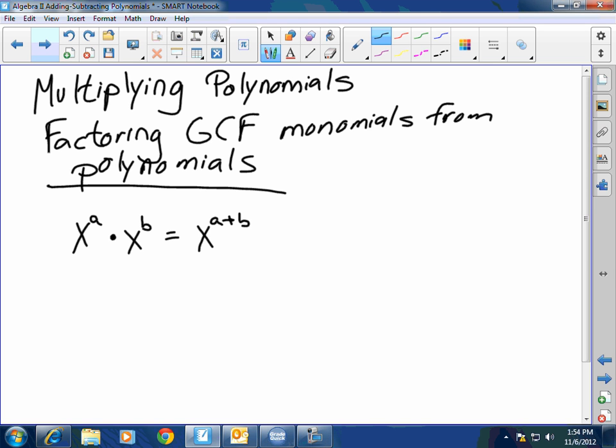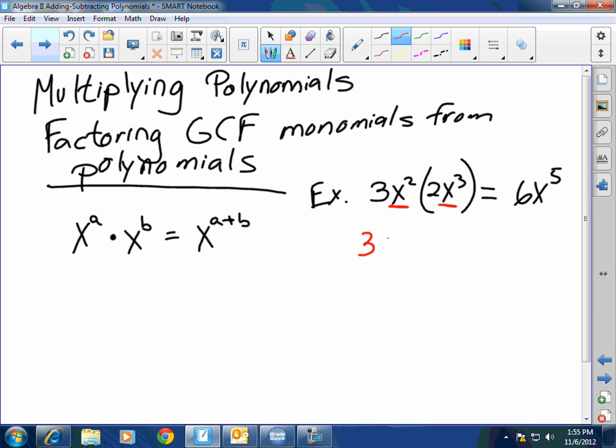So for example, I have 3x^2 times 2x^3. Don't stress. What's 3 times 2? What's x^2 times x^3? X to the 5th. When you multiply the same variable, which happens to be x in this case, you keep the variable and add the exponents.